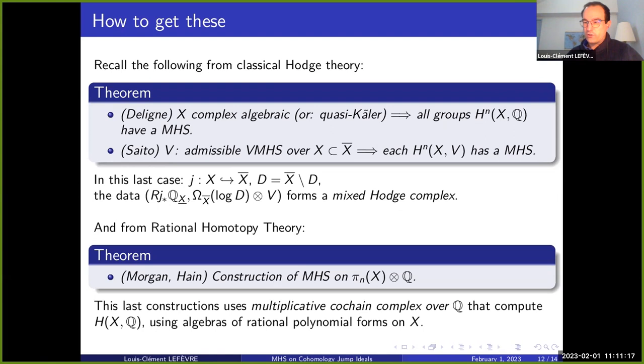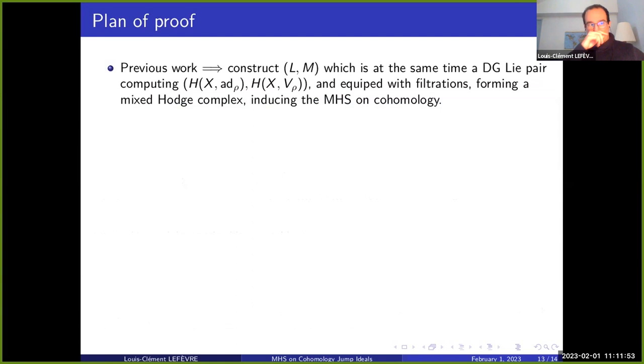And we need to combine a bit both of these ideas. What we want is something that at the same time computes the cohomology with twisted coefficients and puts the mixed structures on it, but we also want it to be differential graded algebras directly at the level of the complex. That's not easy to do. So the plan of proof is that we can construct a pair of differential graded algebras, where L is a differential graded algebra and M is the module whose cohomology is the cohomology we care about. These are equipped with the filtrations, forming a mixed Hodge complex, and they put the mixed structure on the cohomology.